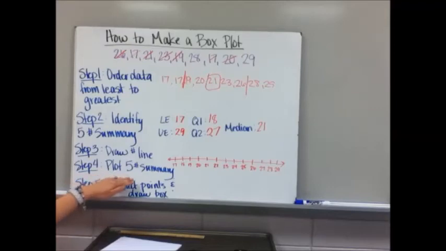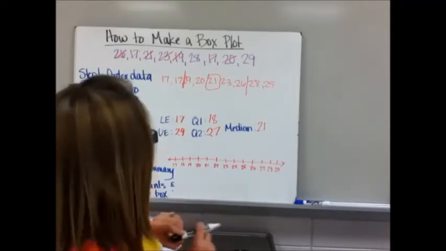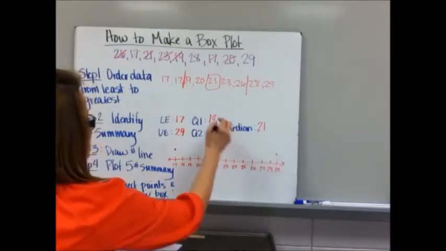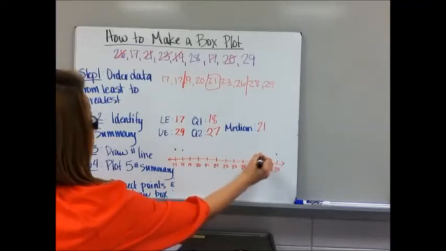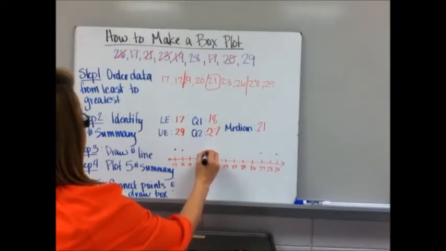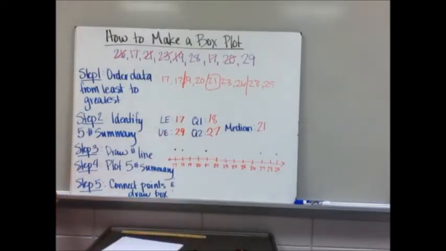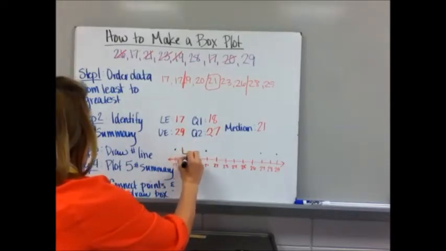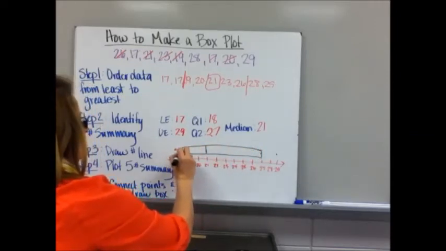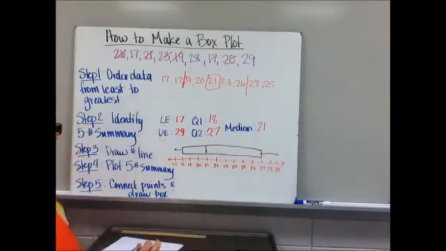Step 4 is to plot the 5-number summary. Let's do a black marker for this. So I'm going to plot my 5 numbers. Here's my lower extreme. My upper extreme is 29. I have 18, 27, and 21. Okay? Then step 5 is to connect the points and draw the box. The box is for the middle 3. So I have a box from here to here. My median is there, and then draw my lines to make my whiskers.